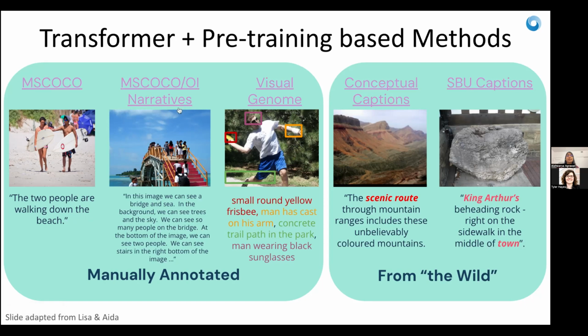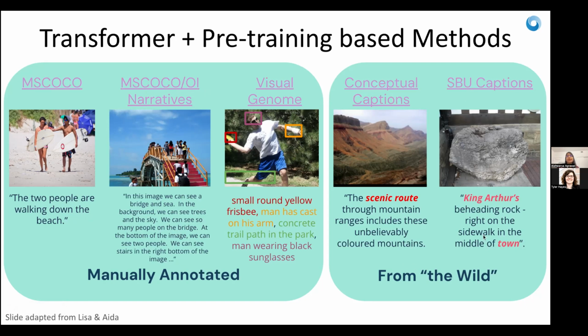And then more recently, the Open Images Narratives data set has come out. This is also manually annotated, and it is much more descriptive about the image. Visual Genome is another important data set. The unique property of this data set is it has bounding box annotations in the image, and you have phrase descriptions for each bounding box. So you basically have region descriptions here.